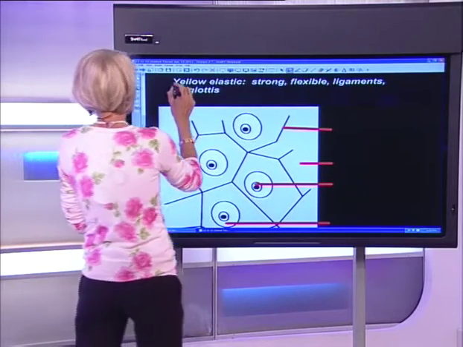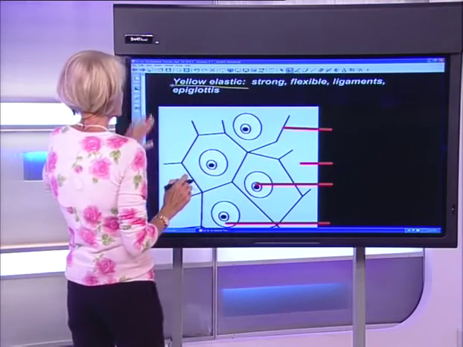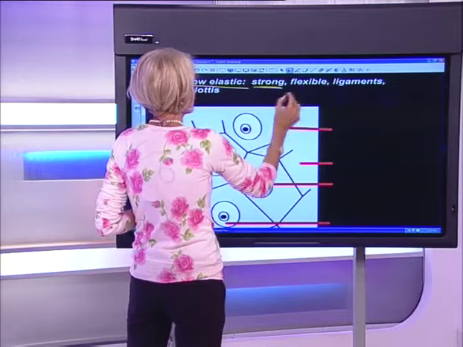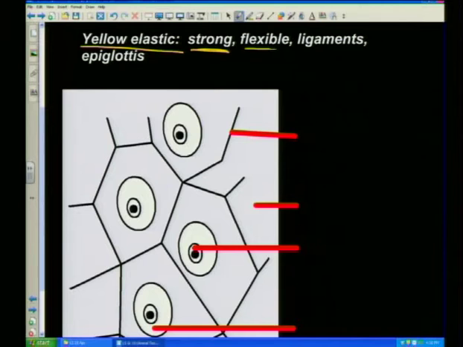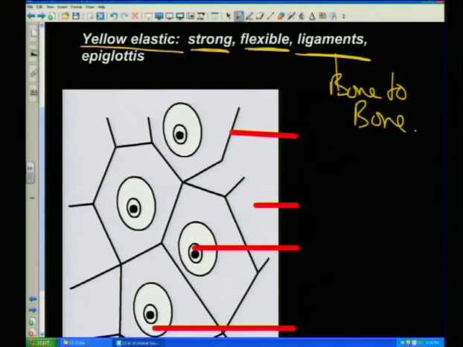Now we have our yellow elastic tissue, and this is very strong, but it has a certain degree of flexibility. Where are we going to find it? We're going to find it in our ligaments. In other words, it holds bone to bone. And we find it in the epiglottis.